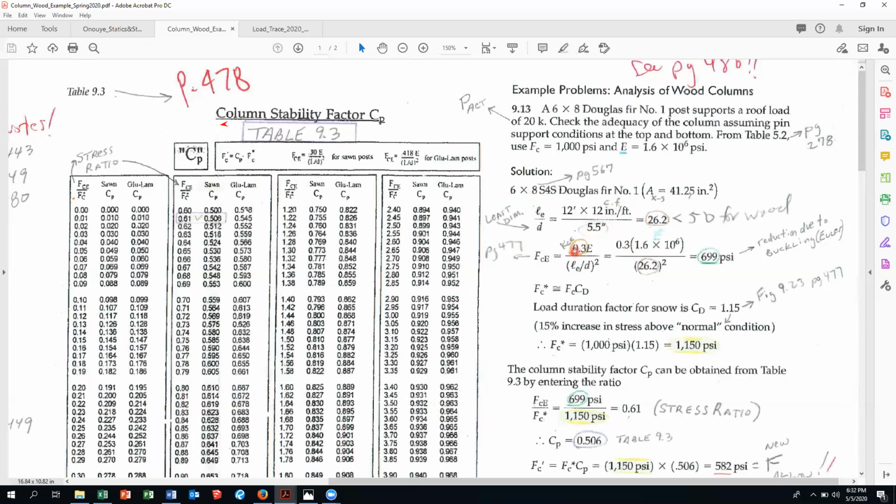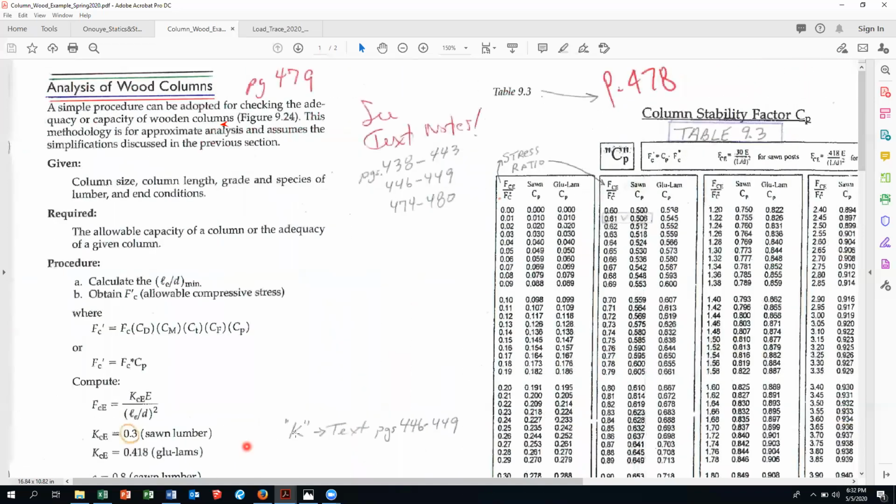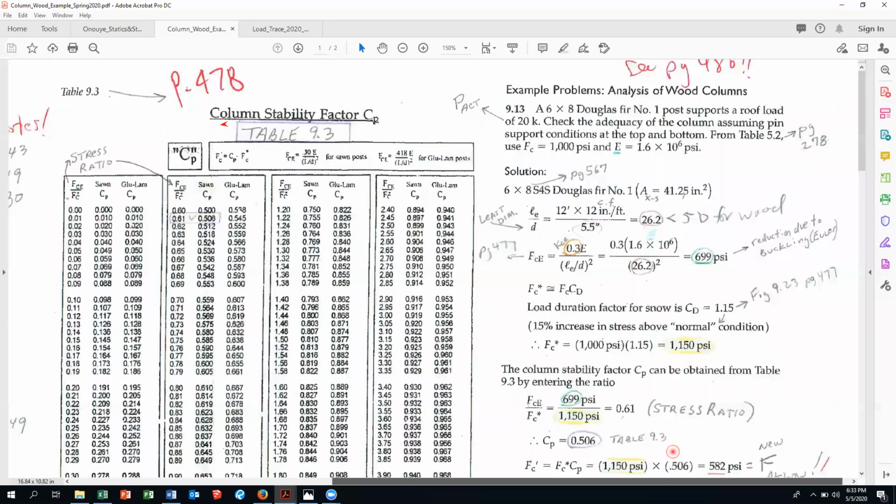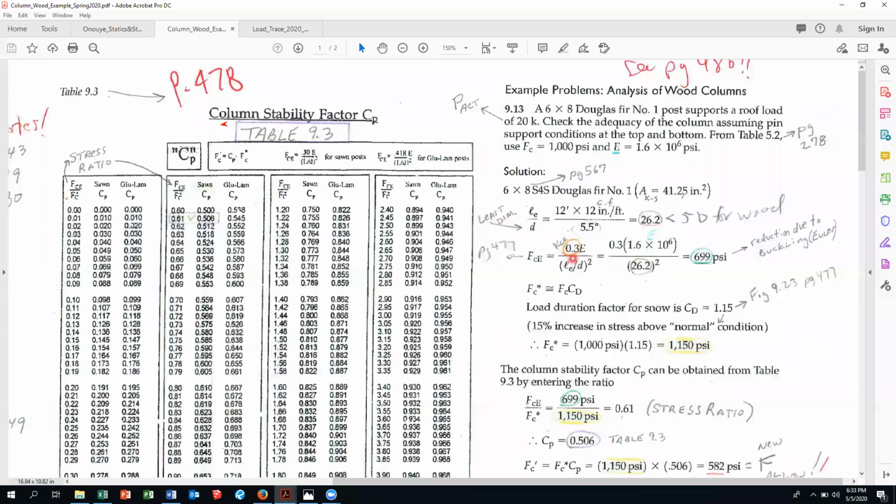And here's that K factor. Remember, we just talked about that in the text, pages 446 to 449. That factor is 0.3 for sawn lumber. For glulam, it's 0.418. So that's just a constant. That's something that you're going to be given. It's a $5 word for a constant, to quote my good friend JN. So you've got 0.3, which is your constant. E is your modulus of elasticity. And L over D is your slenderness ratio squared.